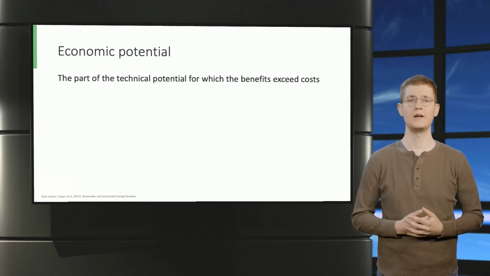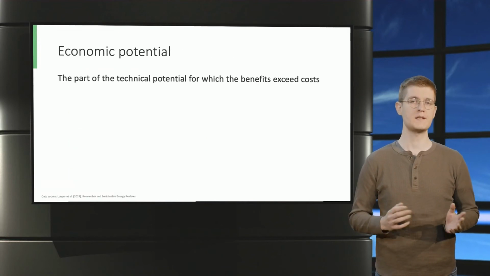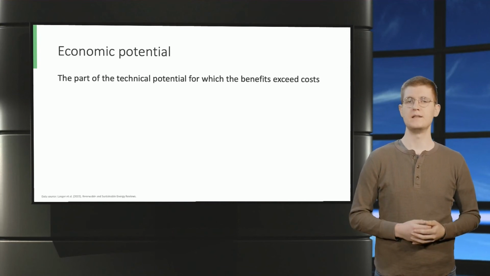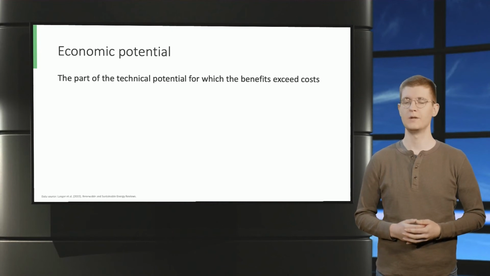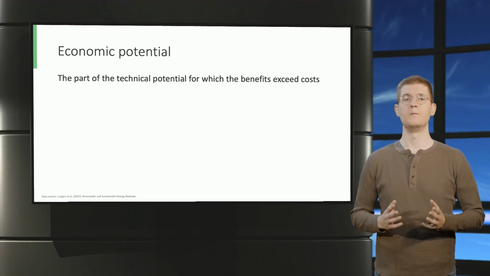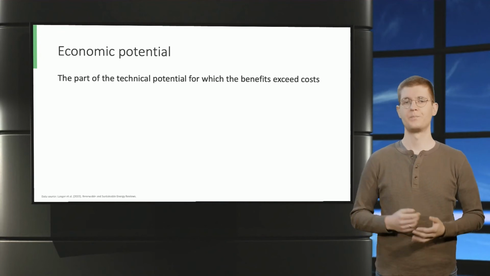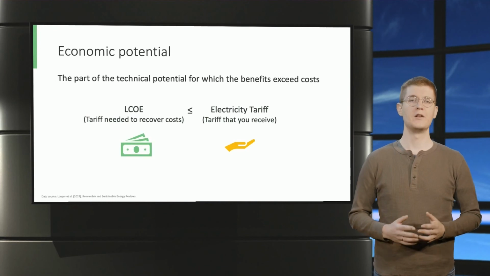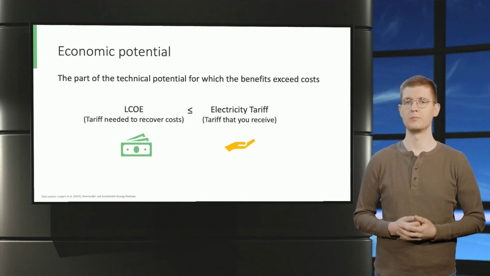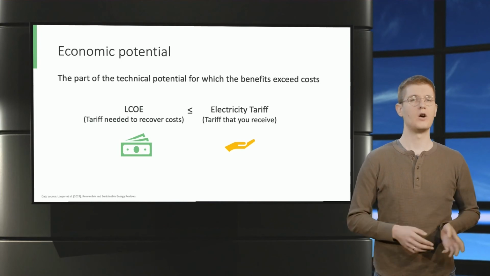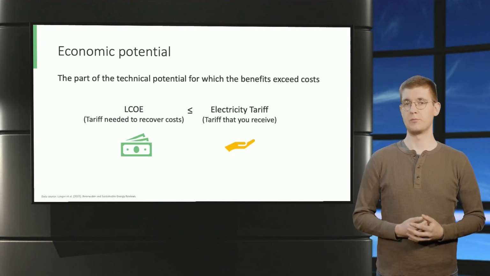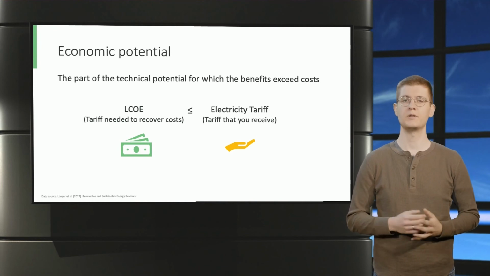The technical potential already gives a good understanding of how much electricity could be covered with renewables at a given location. However, it does not yet tell whether these renewable power plants are economically attractive. The economic potential addresses this and reflects the part of the technical potential for which benefits exceed costs. In the last videos, you already learned about the LCOE, which reflects the tariff needed to recover all costs of a renewable power plant. If the LCOE is equal to or lower than the tariff that the plant operator actually receives, then the plant operates at a profit and contains an economic potential.